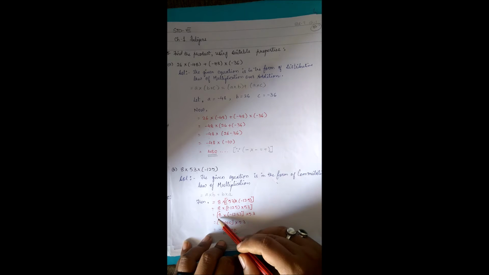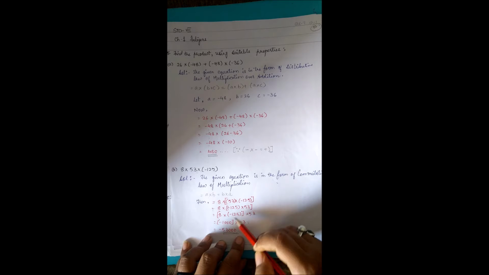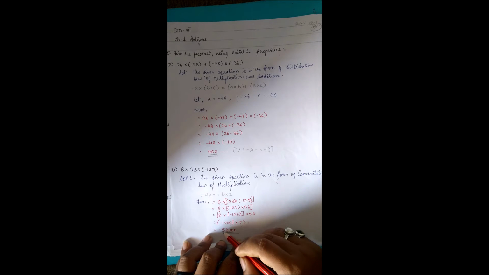So we will first solve 8 into minus 125, that is minus 1000, and 53. Then we will multiply 1000 with 53. So it is 53,000, but the sign is minus. So we will put minus in the answer also.